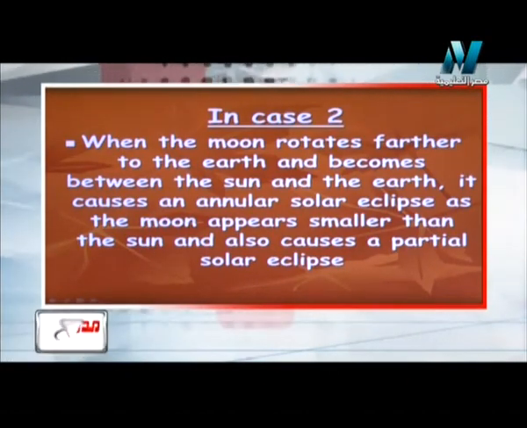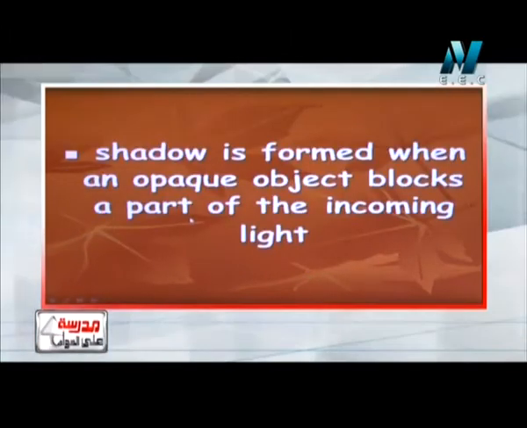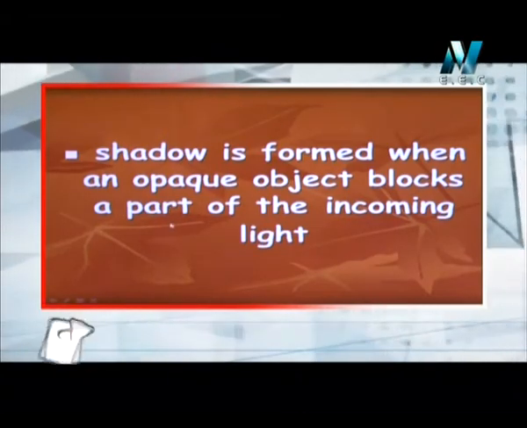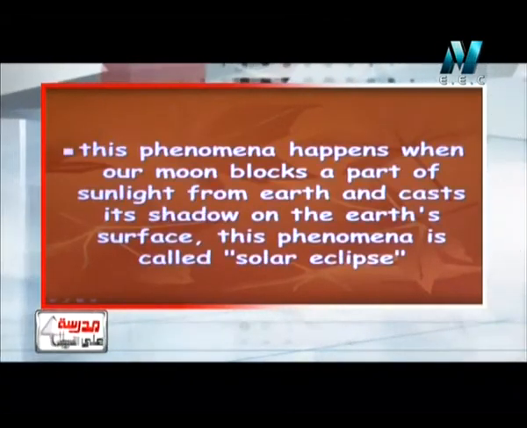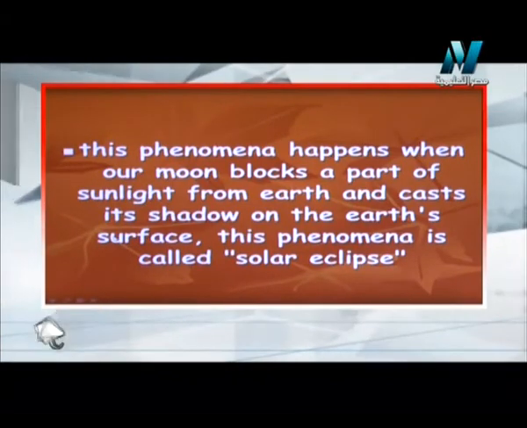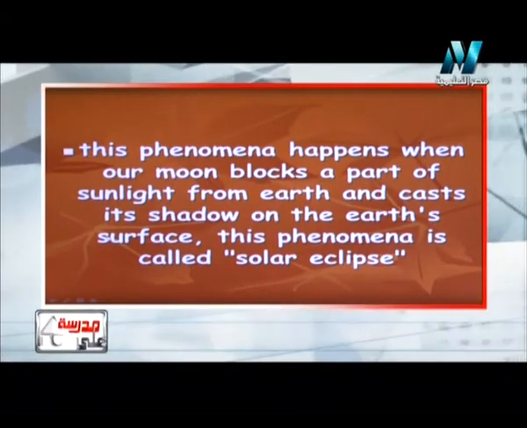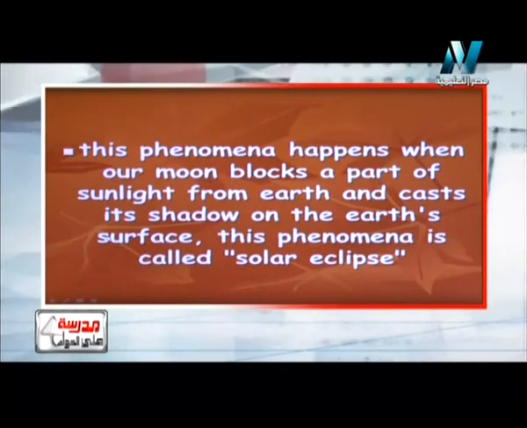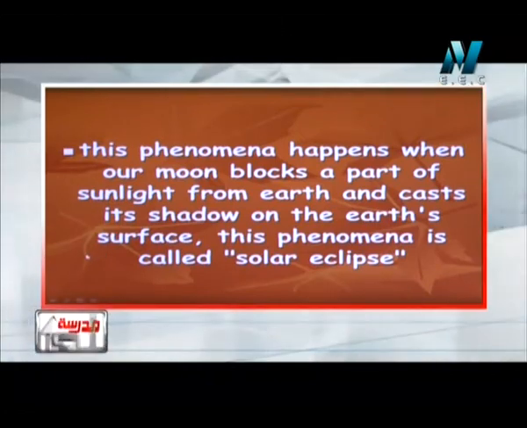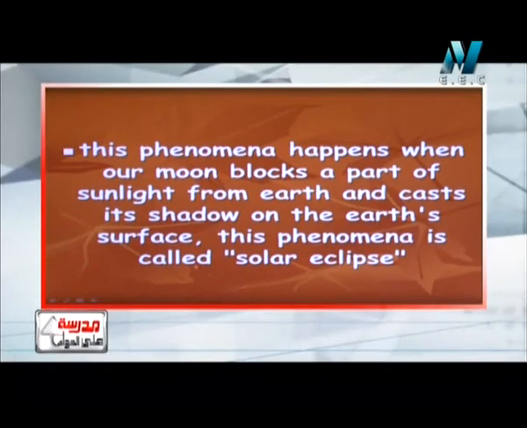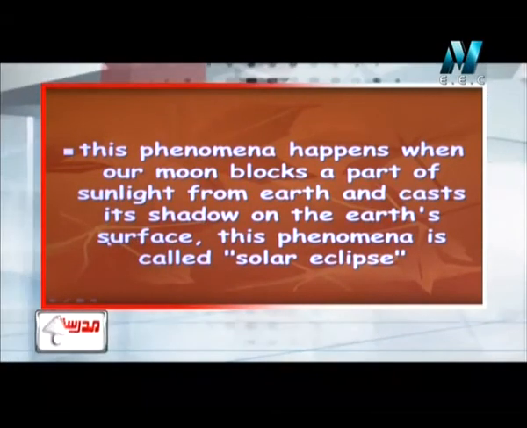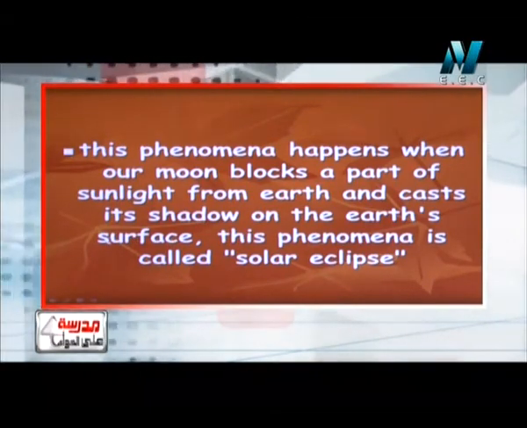eclipse. Okay, so now a shadow is formed, as we know, when an opaque object blocks a part of the incoming light. This phenomenon happens when our moon, as we said, blocks a part of the sunlight from the earth and casts its shadow on the earth's surface. This phenomenon is called solar eclipse. As we said, a solar eclipse is a phenomenon that occurs when the moon, sun, and the earth are on a straight line with the moon in the middle.